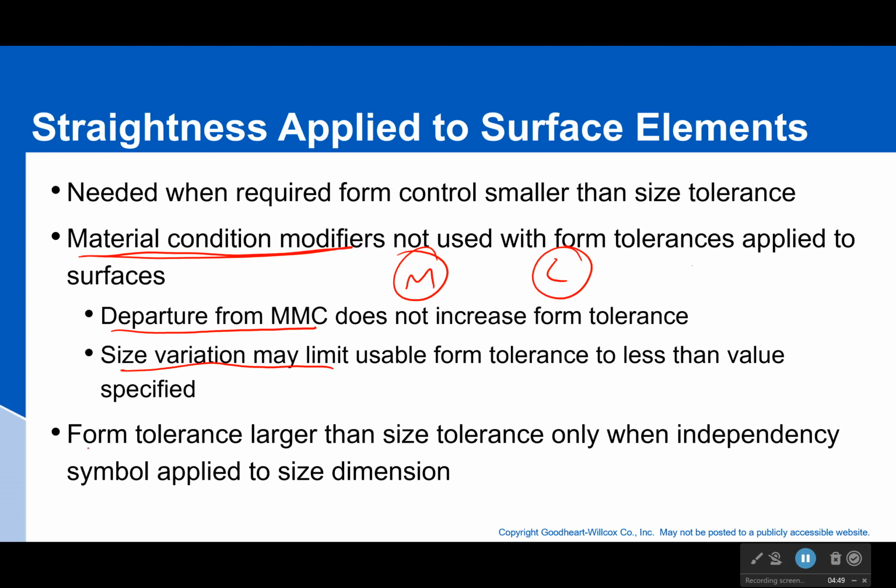Also, our form tolerance is only ever larger than our size tolerance when we have that independency symbol. Normally the form tolerance is smaller. We want to have a larger size tolerance to allow variation that are okay, like that table. We want to just make sure the top surface is flat. But in some cases, we don't mind if the table is wavy. We just want to make sure that it is straight or something else. In that case, we would have to apply the independency symbol. That's that circle with an I in it.